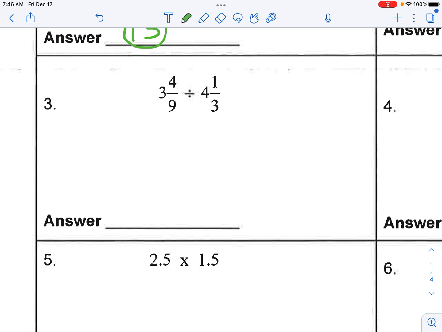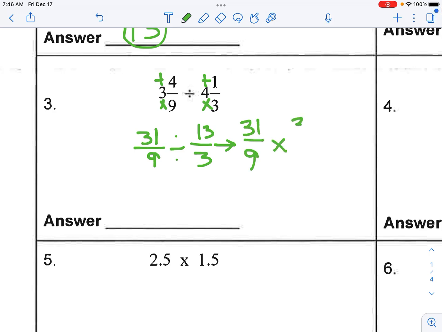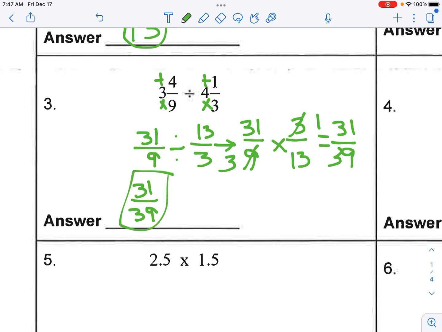Number 3, first step, turn them into improper fractions. 3 times 9 is 27. 27 plus 4 is 31, and the denominator stays the same. 4 times 3 is 12. 12 plus 1 is 13. Next step, keep, switch, flip. Divide by 3, divide by 3, multiply numerators, multiply denominators. 31 over 39.